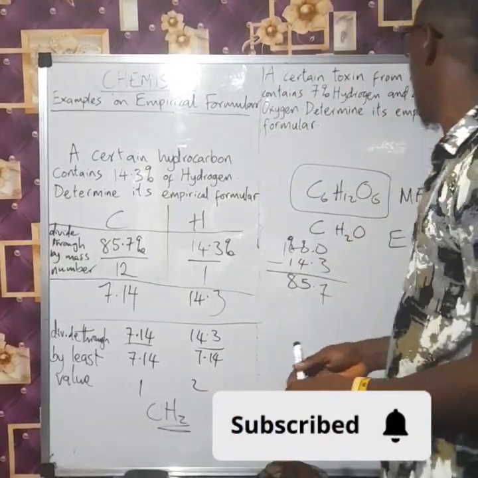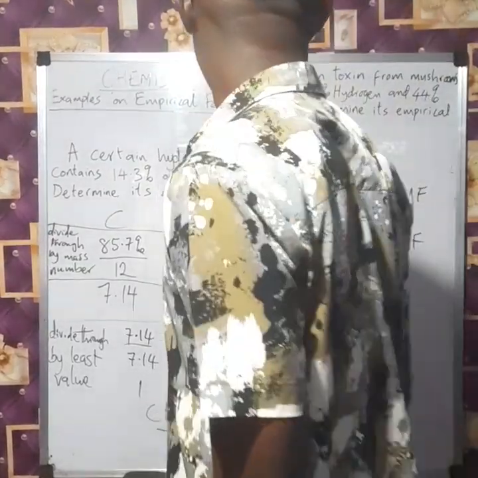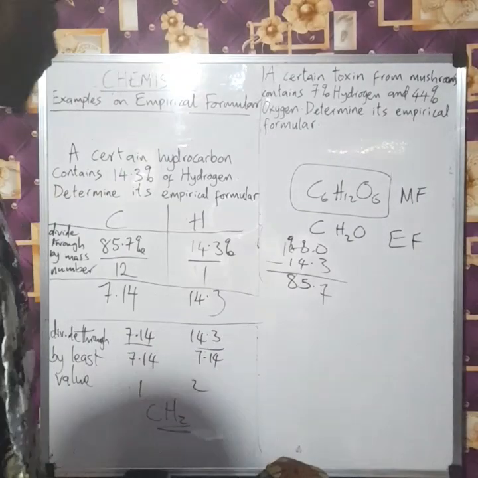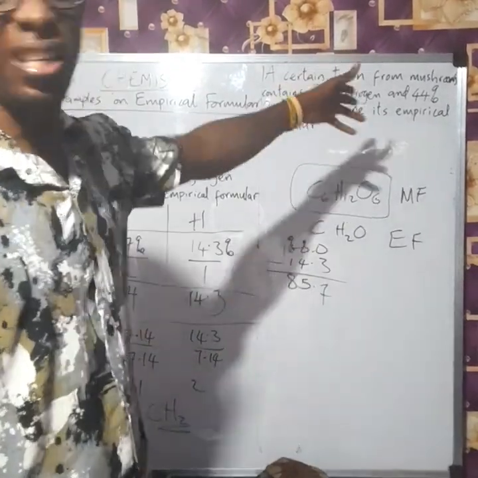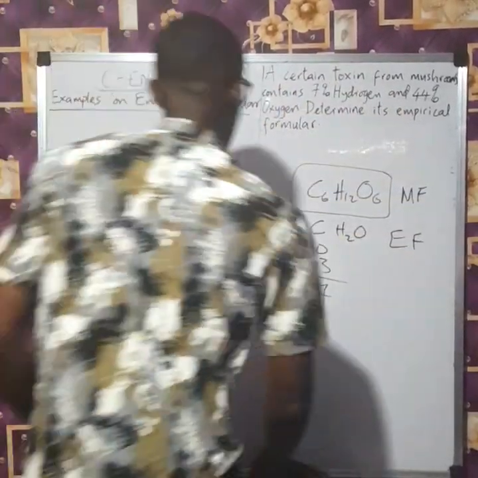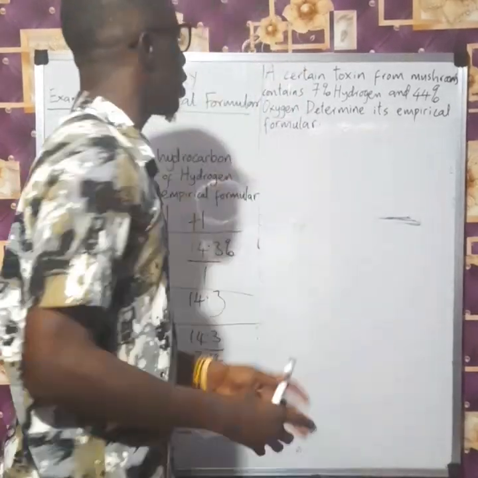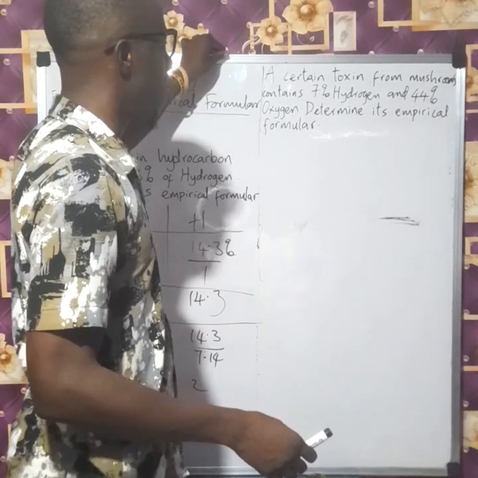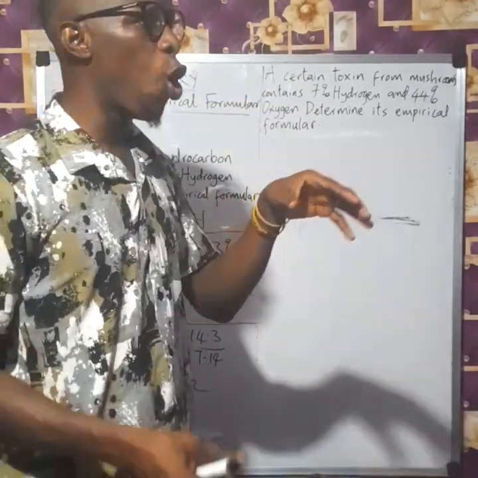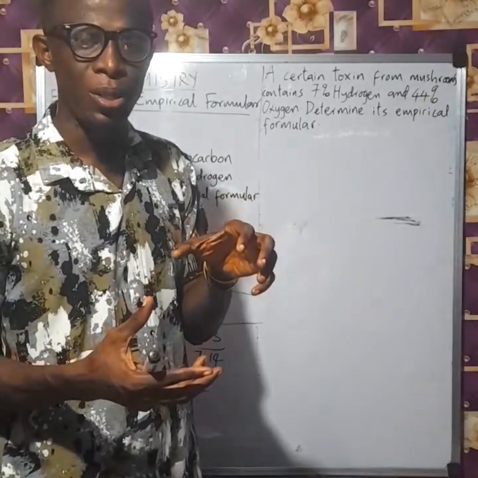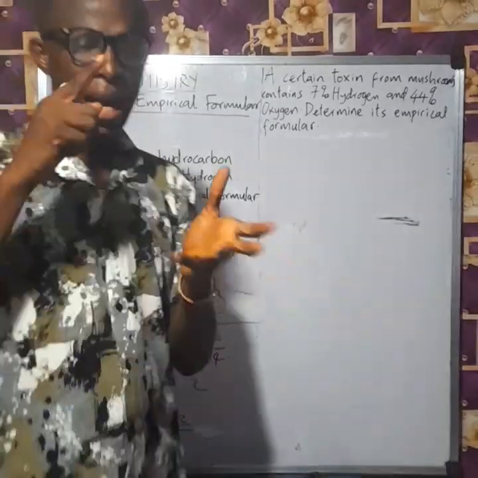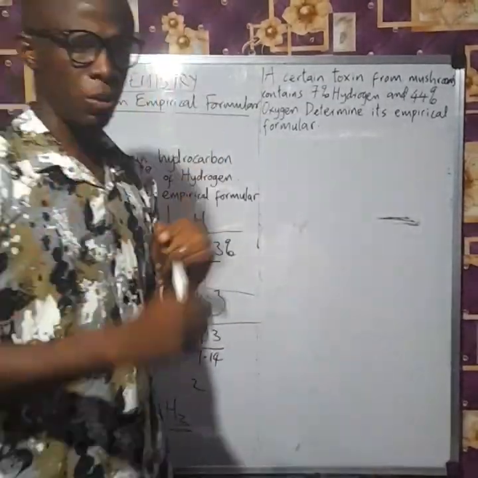A certain toxin from mushroom contains 7% hydrogen and 14% oxygen. Determine its empirical formula. Now let us solve this question. We're looking at mushroom. We could say this is an organic compound. An organic compound will contain carbon, hydrogen, and oxygen.